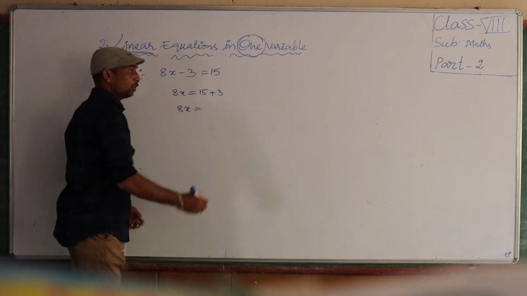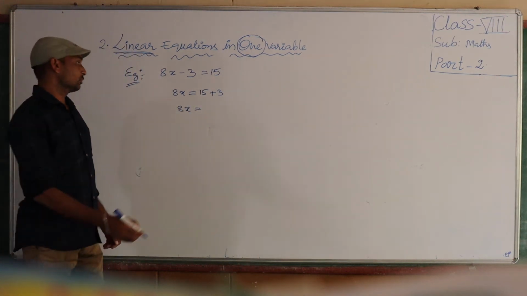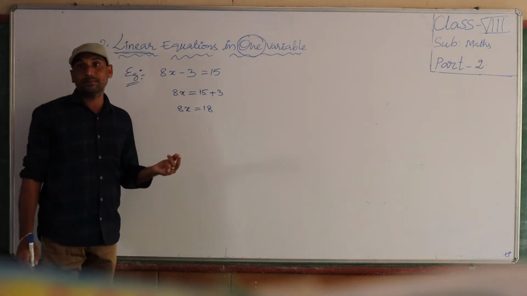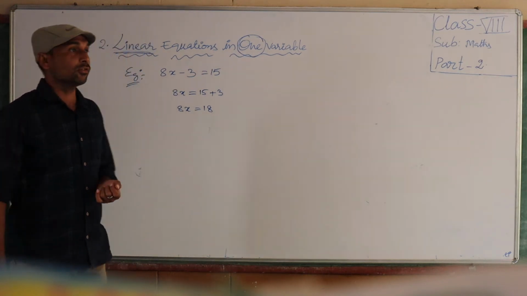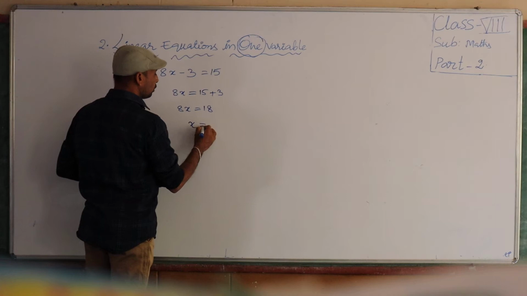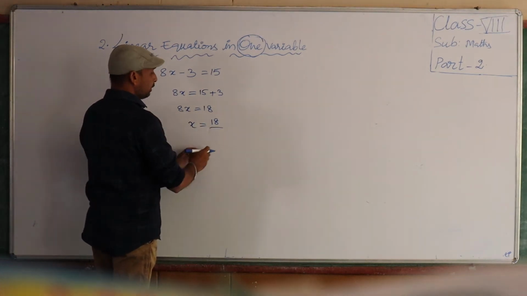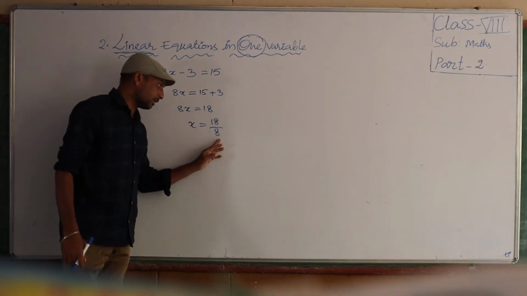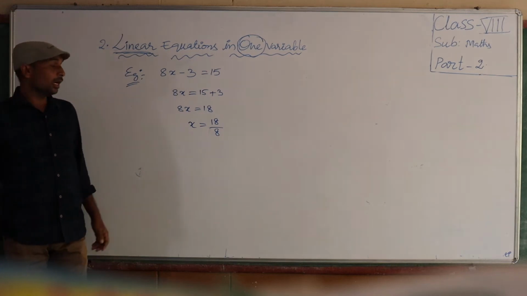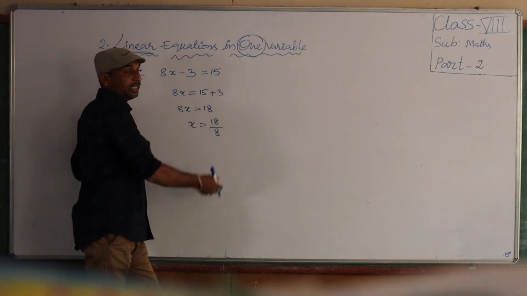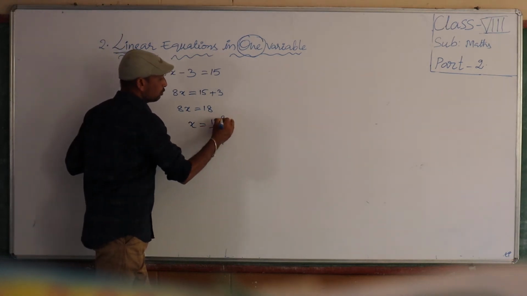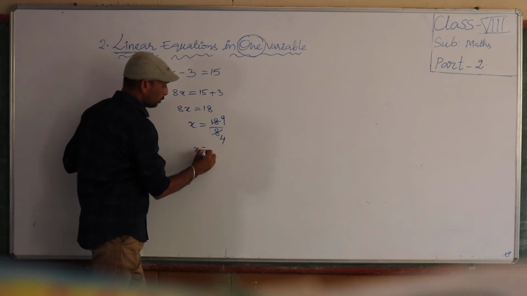8x is equal to 15 plus 3. We know that is 18. Then again 8x means 8 into x. So into means x is equal to 18 by 8, into will become divided. These two have common factors, so it will get cancelled with the 2 table. 2 4s are 8, 2 9s are 18. So x is equal to 9 by 4.